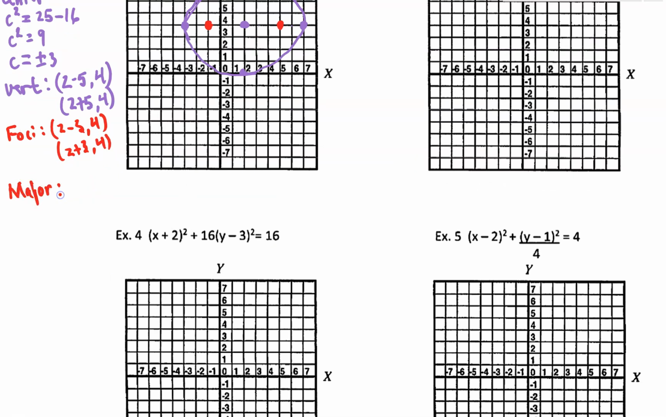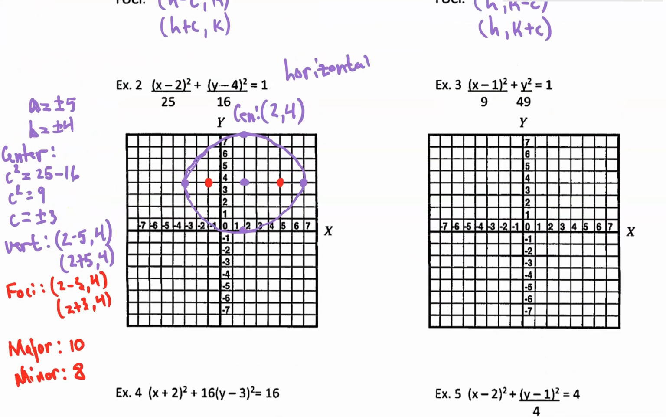The major is going to be a length of 10 because it's 2 times a, which is that. The minor length is going to be 4, so that's 8. So there's our major and minor lengths.